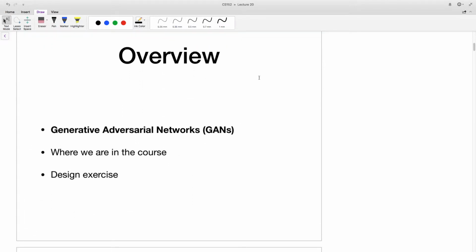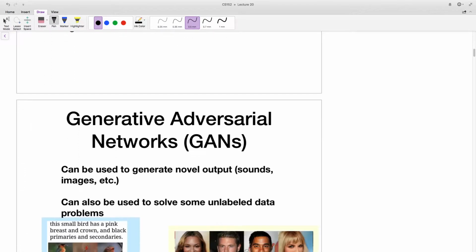So today we're going to finish up generative adversarial networks. Just do a review of where we are in the course, where we've been and where we're going, and then get into reinforcement learning. Well, there'll be some design exercises.